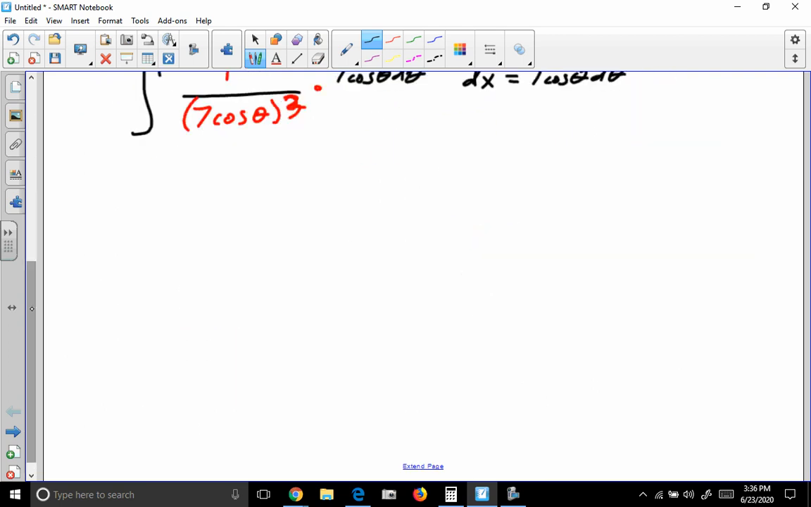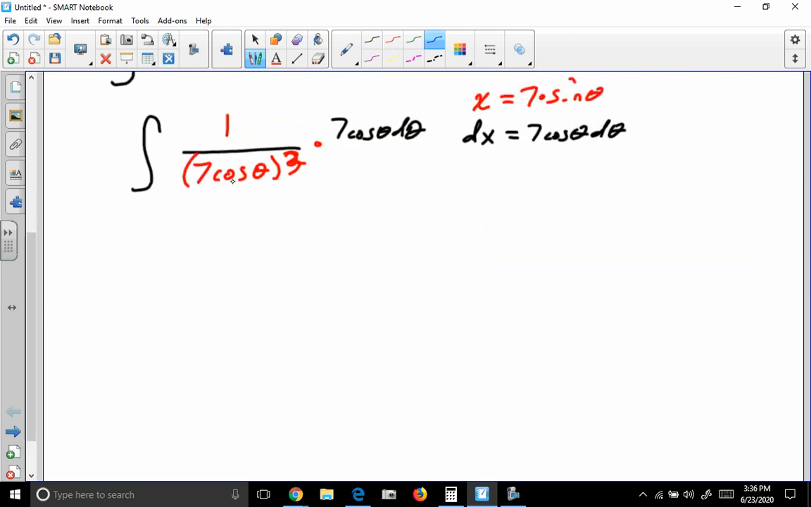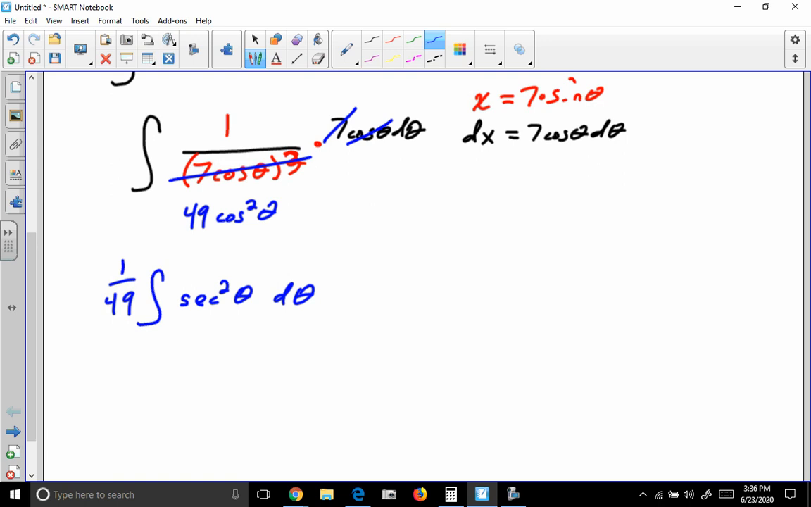Now we're going to simplify this. If we have a cosine cubed on bottom, we can cancel that cosine with one of those cosines and gives us a cosine squared on bottom. If we have a 7 cubed, we can cancel that 7 with one of those, and we have a 7 squared on bottom. So we could put the 1 over 49 out front. 1 over cosine squared, another name for that is secant squared. And then we have our d theta over there.